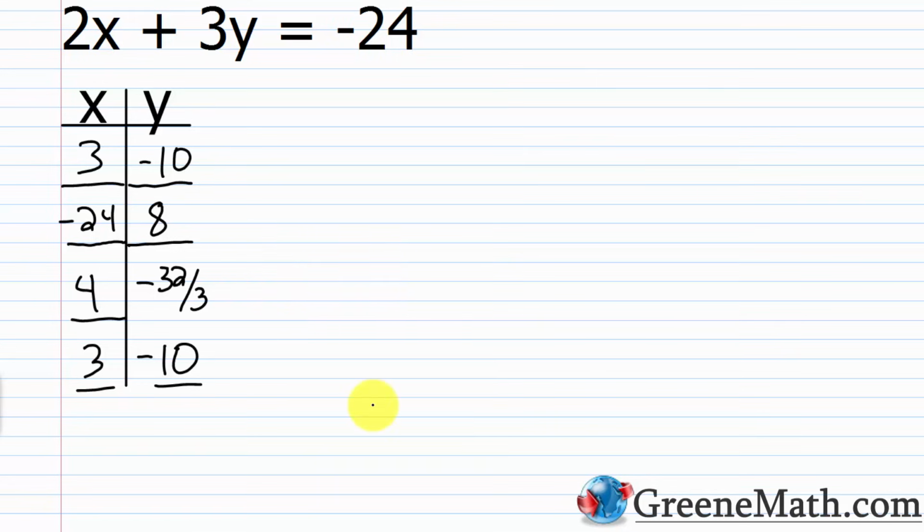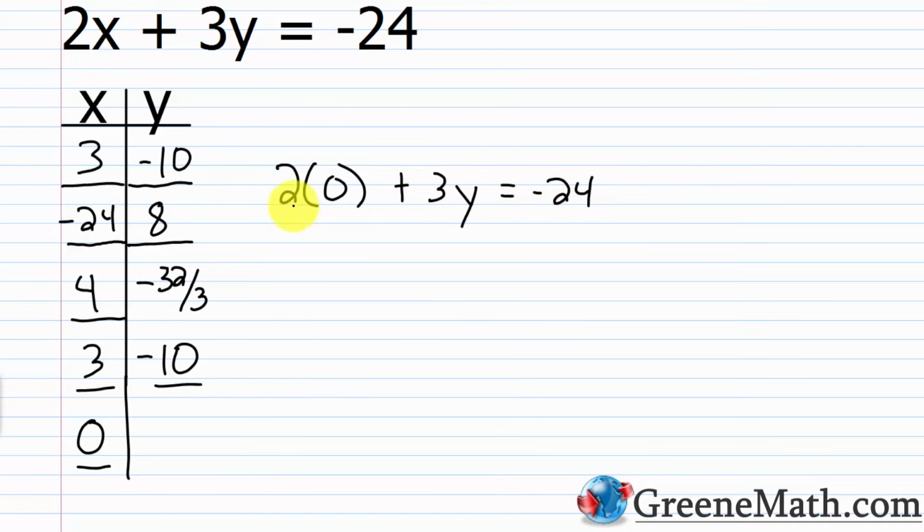And again, you can pick any value you want for x and solve for y, or you could pick any value you want for y and solve for x. So for example, let's say that I wanted to pick, I don't know, a value of 0 for x. I could say, what is the resulting y value that makes the equation true when x is 0? So I just plug in a 0 for x, so I'd have 2 times 0 plus 3y equals -24. So 2 times 0 is 0, so I just have 3y equals -24.